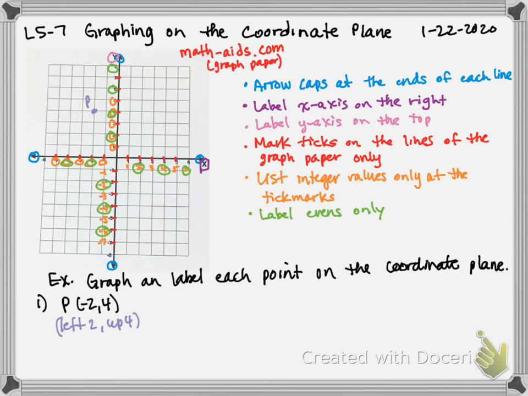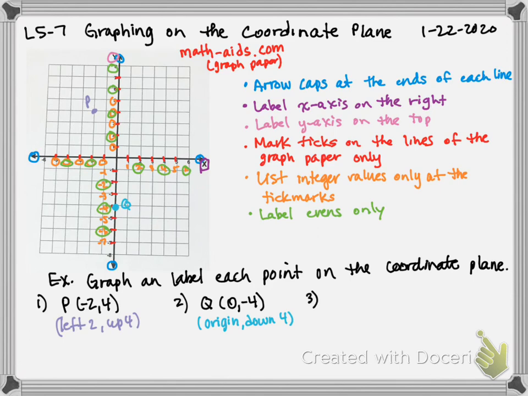Next one. We've got Q. Remember capital letters here. (0, -4). So the interesting thing on this one is that I am not moving right or left of the origin. So I'm staying at the origin, and then I'm going down 4. Okay, so let's go ahead. I stay at the origin, and I go down 1, 2, 3, 4, and I end up here. So that's my point Q.